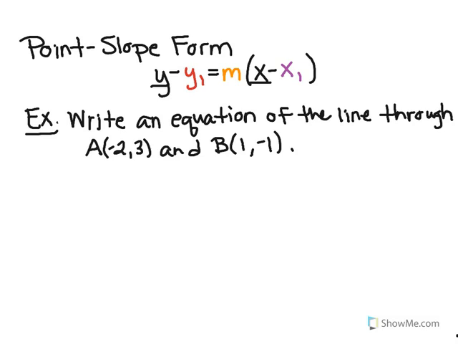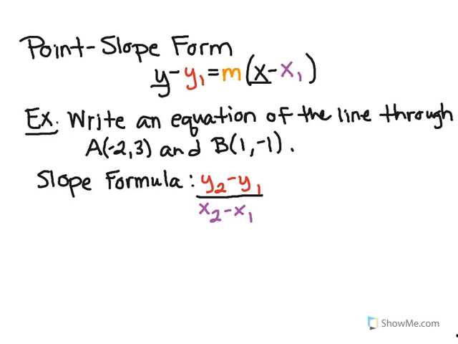All right, so here, let's take a look at this example. It says, write an equation of the line through A, negative 2, 3, and B, 1, negative 1. Now, in order to use point-slope form, remember that I need to know a point, which I have two of to choose from, and a slope. But I don't know a slope right now. So can you think of a way to find a slope between 2 points? And if you said slope formula, you would be right. So I'm going to write it out to refresh your memory.